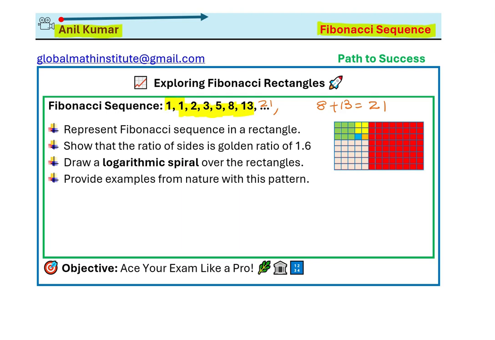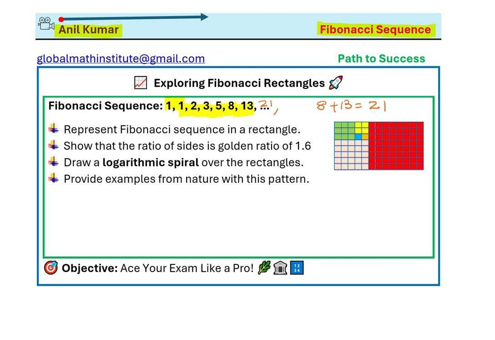What I am going to do in this particular video is to show you how we represent the Fibonacci sequence in a rectangle. The solution is already given to you on the right hand side, but we are going to make it so that you understand how you can make it as a project. Then we will show that the ratio of the sides is the golden ratio, which is approximately 1.6. If we extend this pattern, you can see it approaches 1.618. Then we will draw a logarithmic spiral over the rectangle. Finally, we provide examples from nature with this particular pattern. So now let's begin.